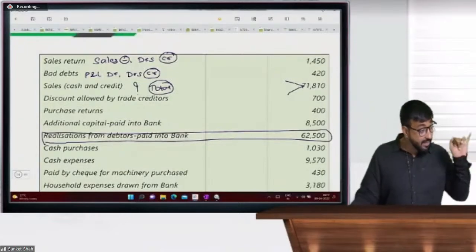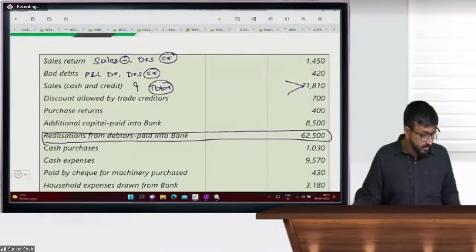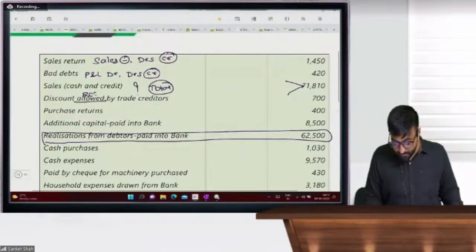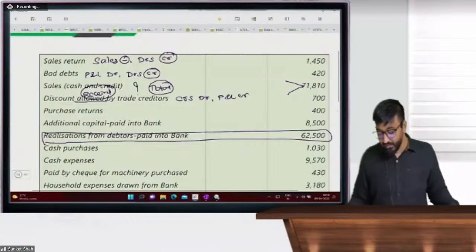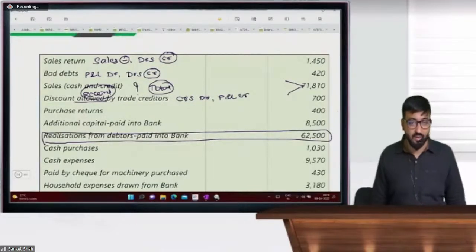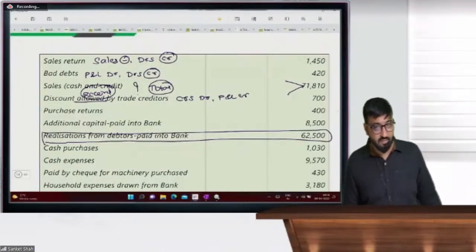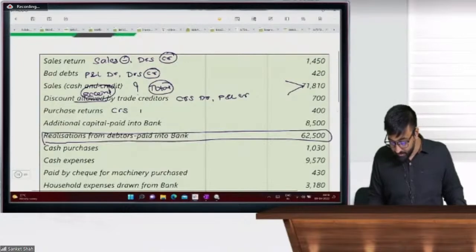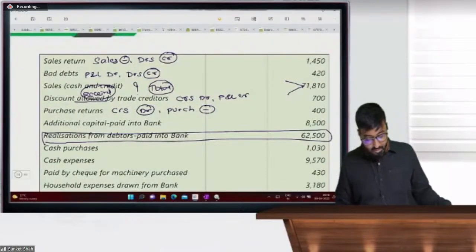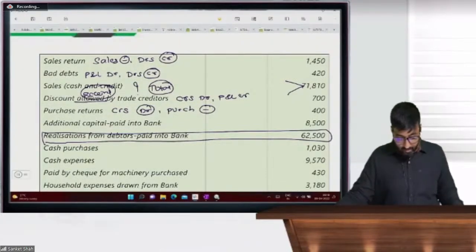Discount allowed by trade creditors. Yes, beta. Discount allowed by trade creditors means received by us. So creditors के debit में and P&L के credit में. Always think of debit first and then credit. Purchase return. Creditors debit and minus from purchases. Minus from purchases. Creditors के debit में.